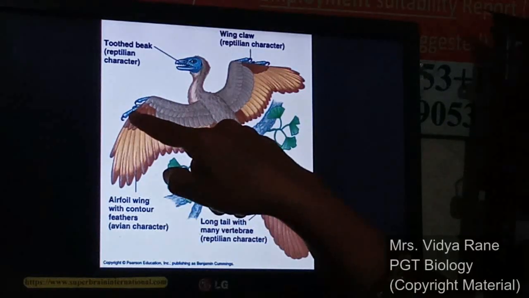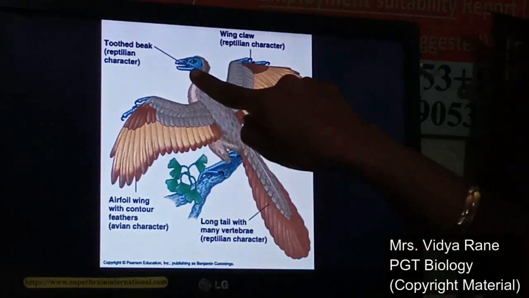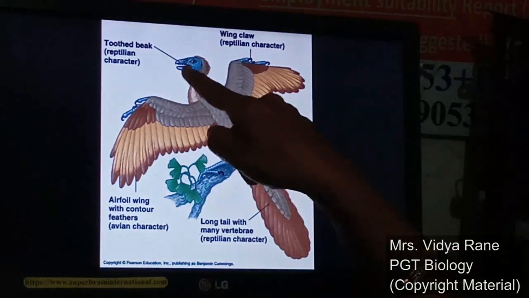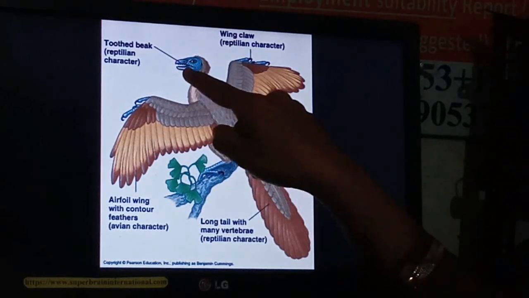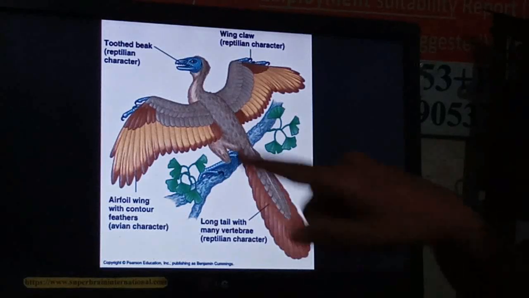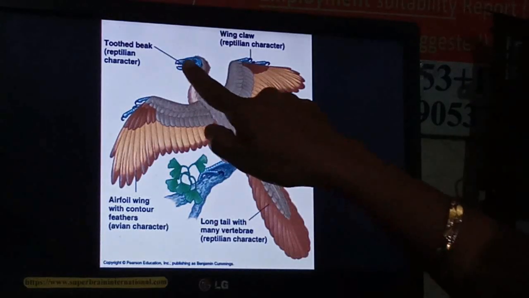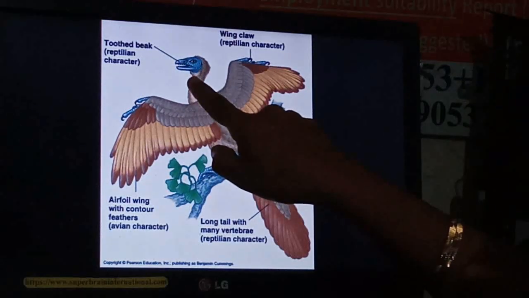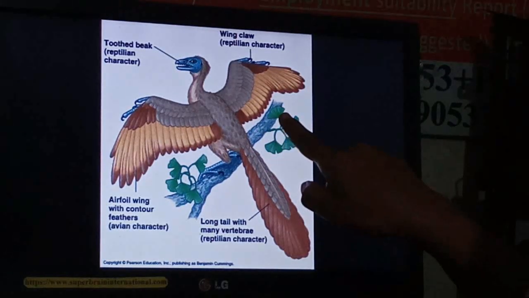These are the characteristics of the reptiles and these are the characteristics of the bird. Now take a look at the beak. The beak is a characteristic of the bird. But inside this beak, if you see it here clearly, there are teeth. So teeth are a characteristic of reptiles. So the toothed beak is a reptilian characteristic. The winged claws are reptilian characteristics.